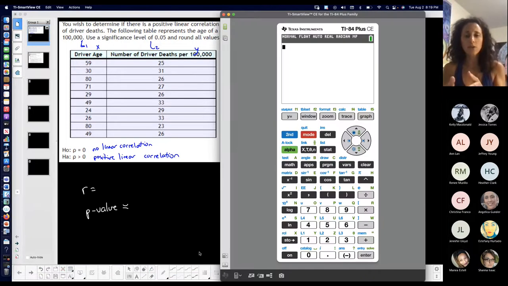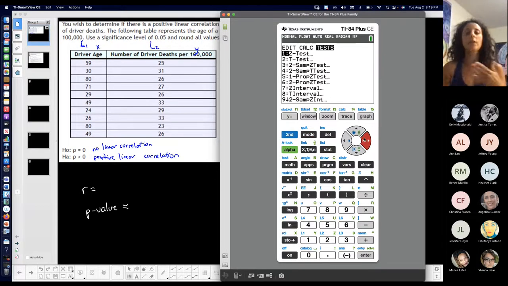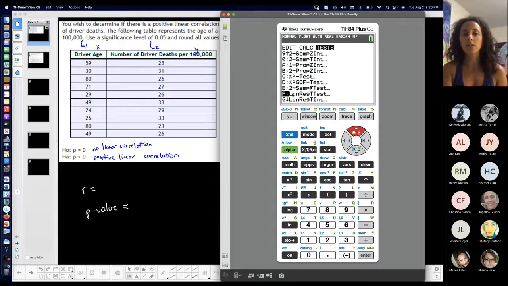This is the part that you need to know how to do. Whenever you're trying to find a p-value or linear correlation coefficient, you can go again, stat, and scroll over to tests. So we're still in this area. You're still running your hypothesis test. But scroll past all this stuff here. You're going to go down to LinReg t-test. LinReg, linear regression, that's what you're doing. And it's a t-test for linear regression. So F on mine. I don't know what it is on yours. Probably the same.